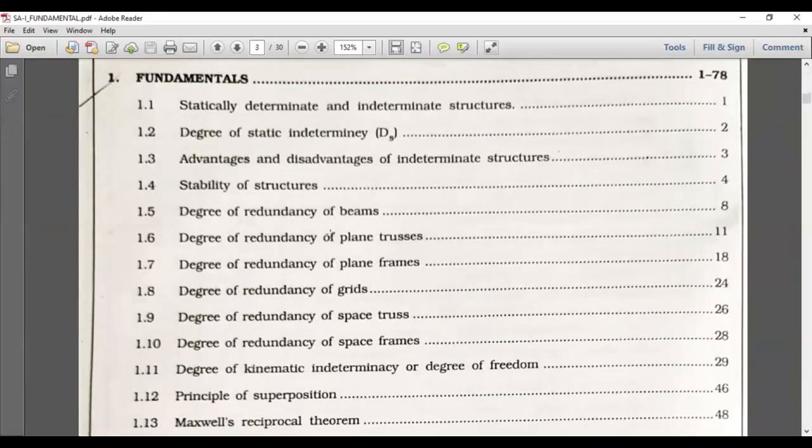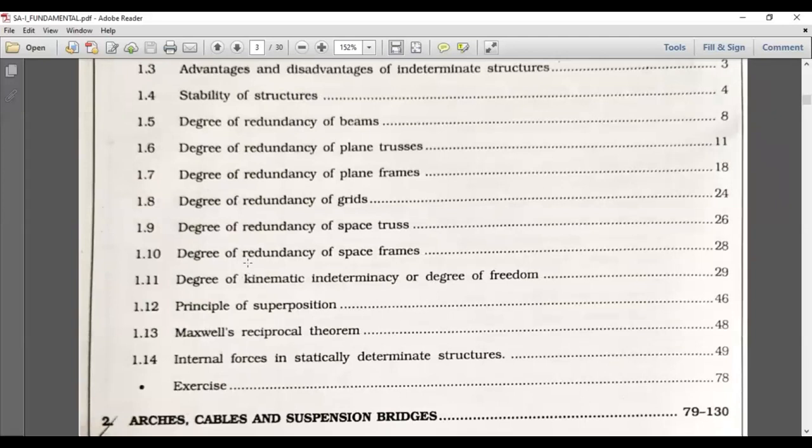Let us see a glimpse of fundamentals, in which we are studying statically determinate and indeterminate structure, degree of redundancy, degree of indeterminacy, advantages and disadvantages of the indeterminate structure, stability of structure, degree of redundancy of beam, plane truss, plane frame, grid, space frame, space truss, space grid, etc. Principle of superposition and Maxwell reciprocal theorem.